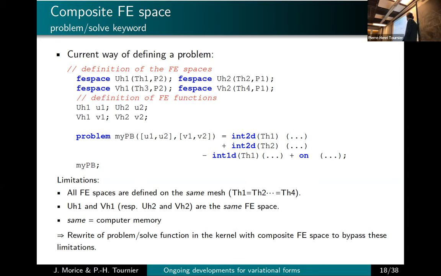There are some limitations. All the spaces will be defined on the same mesh. And the test function corresponding to one, and the unknown function corresponding to one, and the test function space will need to be the same, and respectively for U2. But since the system is the center of computer memory, the idea of the composite FE space should bypass those limitations.